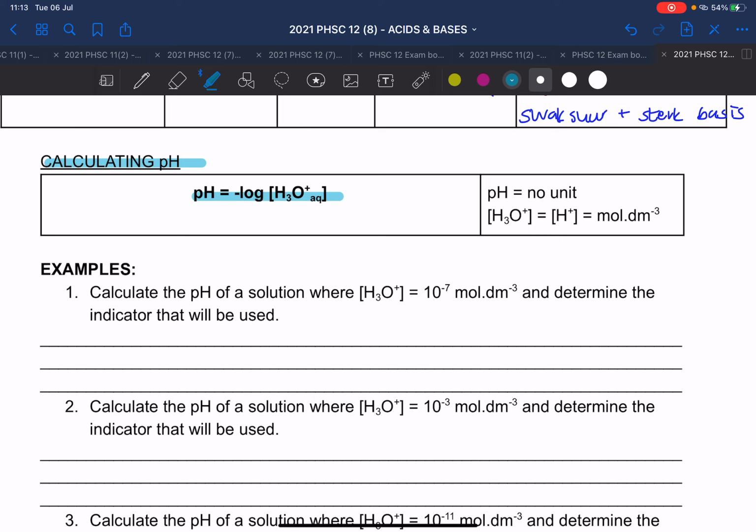Weet julle waarvoor staan pH? Nee. pH staan vir power of hydrogen. Obviously Afrikaans dieselfde. Power of hydrogen. So die mag van die waterstofkonsentrasie. So jy kan sien hier daar is konsentrasie van die waterstof, van die hydronium en waterstof, het ek mos jou gesê, dieselfde ding. So, the power of the hydrogen. And when they say power of, they actually mean 10 to the power of. 10 tot die mag.